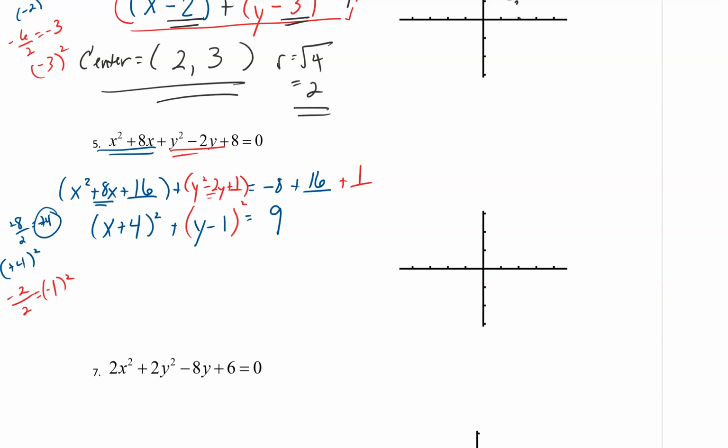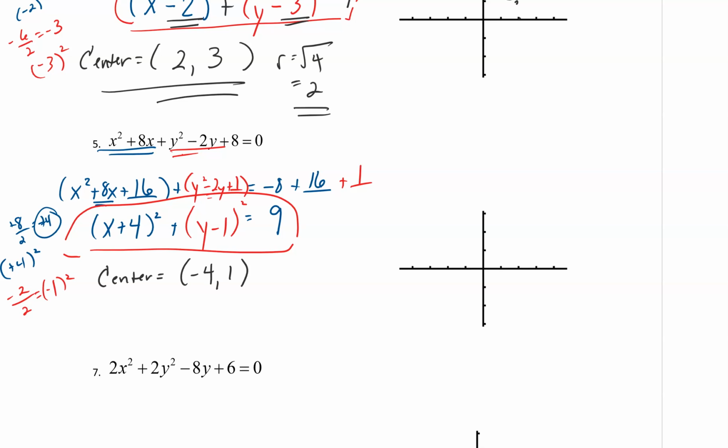Actually, I was going to change colors with that, so let me do that. But still y minus 1 no matter what color it is. And this is our standard form of the equation of a circle. My friends, what is going to be our center? Well, our center is going to be a negative 4, 1. Remember, it comes opposite of what we have inside the parentheses. And our radius is the square root of 9, which is equal to 3.